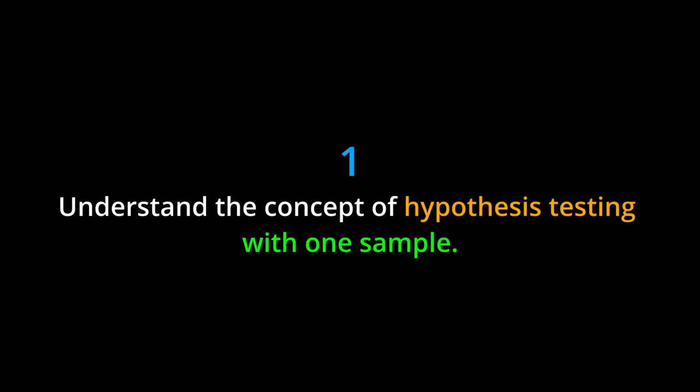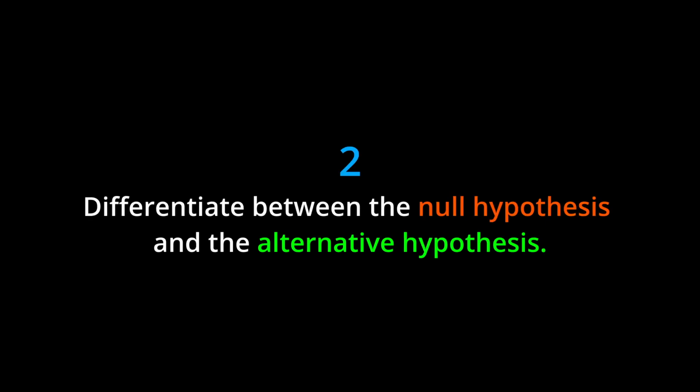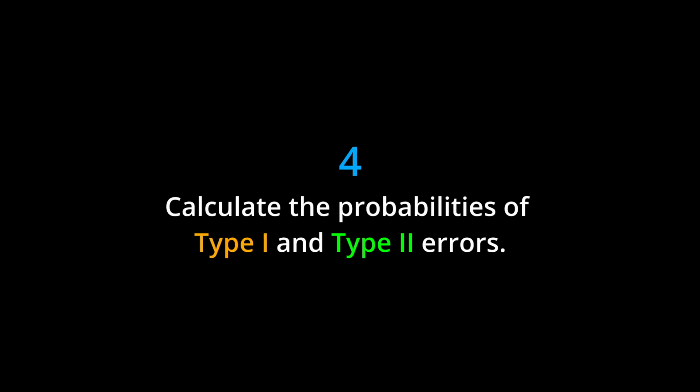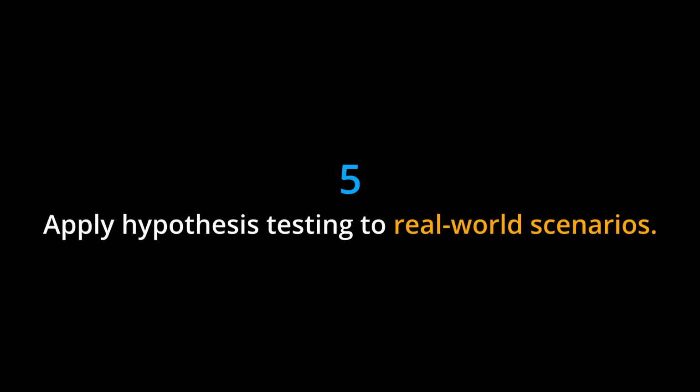Learning objectives. By the end of this chapter, you should be able to: 1. Understand the concept of hypothesis testing with one sample. 2. Differentiate between the null hypothesis and the alternative hypothesis. 3. Identify the four possible outcomes of a hypothesis test. 4. Calculate the probabilities of type 1 and type 2 errors. 5. Apply hypothesis testing to real-world scenarios.